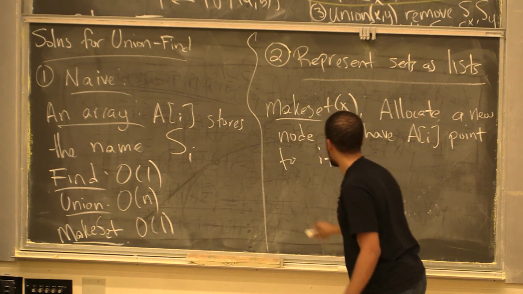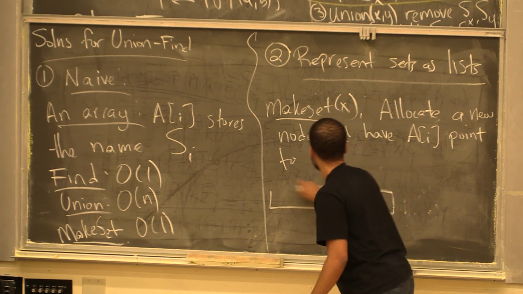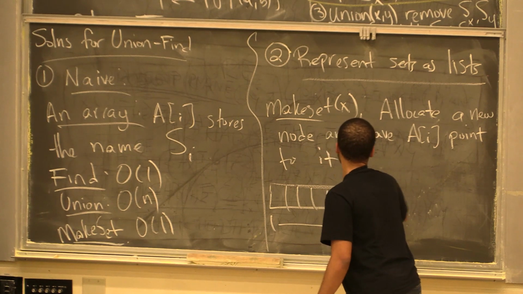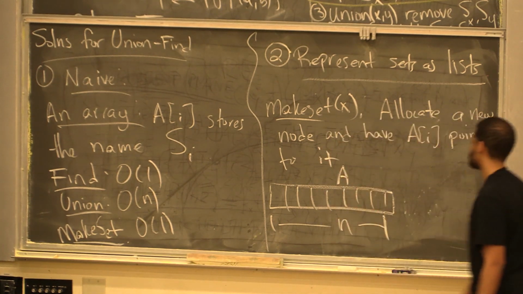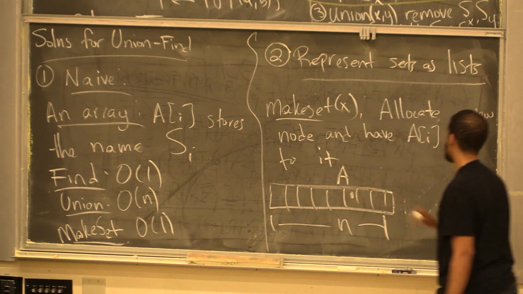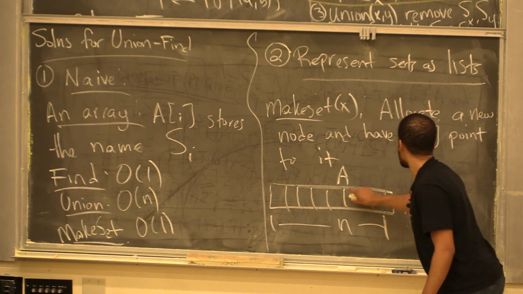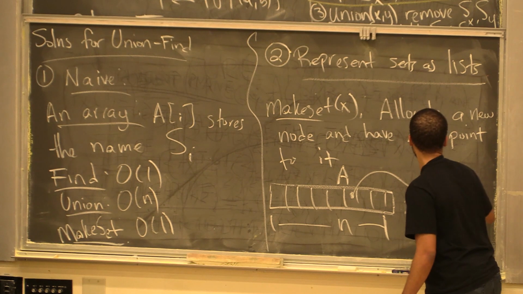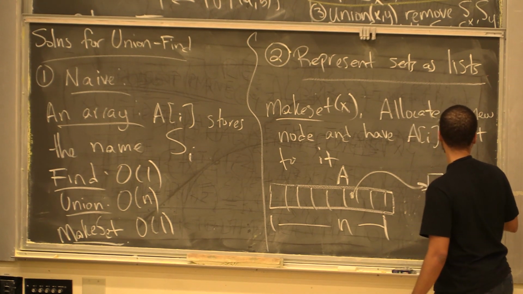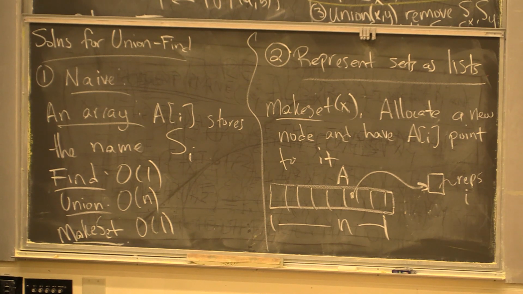Right? So the picture you should have in mind here is there's some array A of length n. This is my array A. And each entry here, A_i, is just a pointer to some linked list node that represents item i in my collection, or item i in my universe.